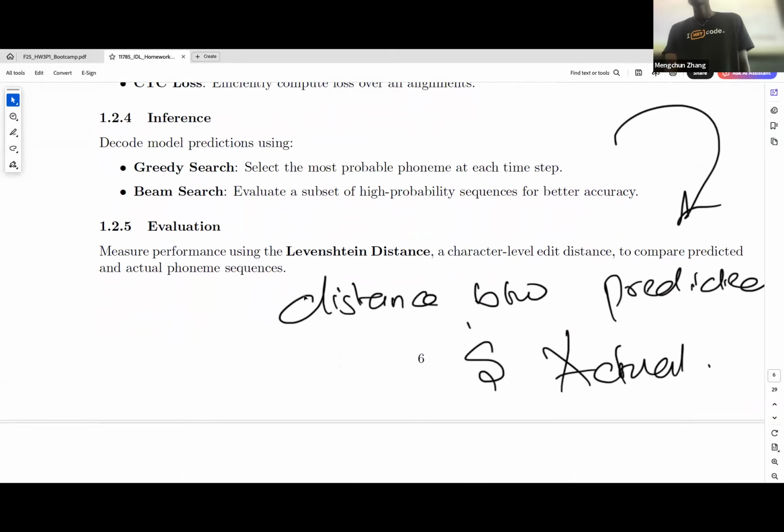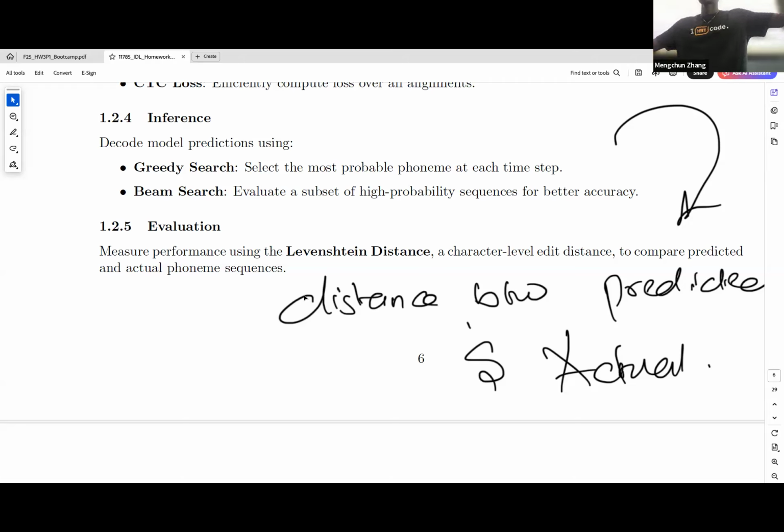So if I ask you to say the word hello, there will be a way you say hello, and then there's the actual way hello is written. If your model predicts the word hello but misses the first character, instead of hello, it says yellow. So we compare the two words. The Levenshtein distance is the minimum number of changes you need to make from your prediction to get to the actual word.